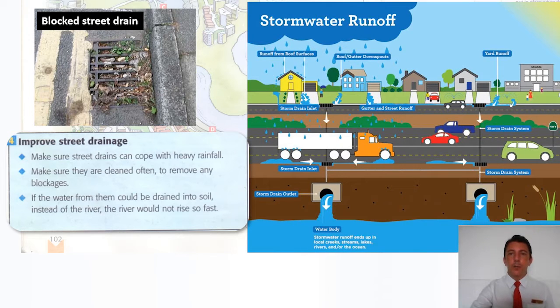Now here's a diagram showing how stormwater runoff, that's the surface runoff in the streets, how that reaches the river. So when the water goes down the street drain, it's taken in a storm sewer to the river. Now, if a lot of water reaches the river quickly, the water can overflow. But if the water from them could be drained into soil instead, then the river wouldn't rise so fast.